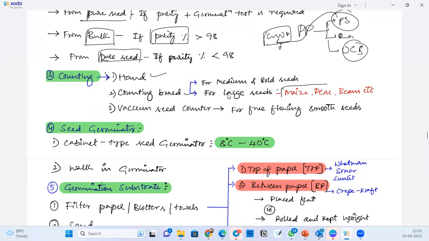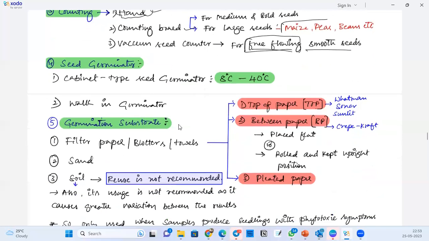And now we also have the vacuum seed counter. Usually earlier the counting was even done by hand, but we can use the vacuum seed counter for counting the number of seeds. This is a vacuum counter. Again, it has limitations: only free-flowing smooth seeds can be used for the vacuum counter, not any other seeds.